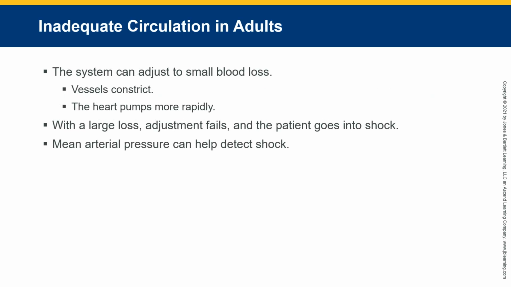Inadequate circulation. In the adult, the system can adjust to small blood loss. Your body is made to adjust, to adapt. Your vessels constrict, the heart pumps more rapidly. With a large loss, your adjustment fails, and the patient goes into shock. We'll talk about the different kinds of shock. Mean arterial pressure can help detect shock.